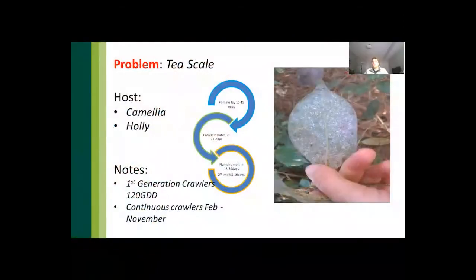As Patrick mentioned, we're going to dig a little bit deeper into T-scale, which is a very common scale insect down in the southern parts of the United States. And it's very common on camellia and hollies. It's going to have first generation crawlers at about 120 growing degree days, which is very early. And it has almost continuous crawler development from February through November. So this is a great target for pyriproxyfen, which is our insect growth regulator, to utilize throughout the year.